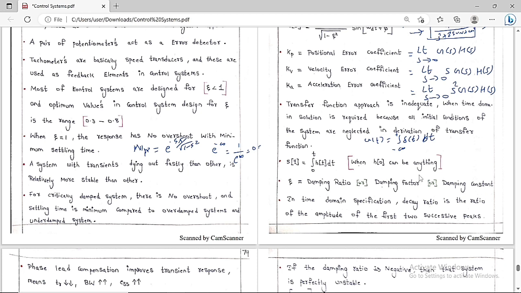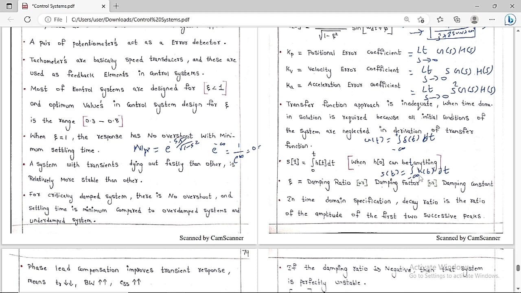So whenever you give u of t as an input to a system, the output is s of t. Similarly, whenever you give the input as delta of t, the output is h of t. For u of t, the output is s of t, and for delta of t, the output is h of t. So both will have the same relation.